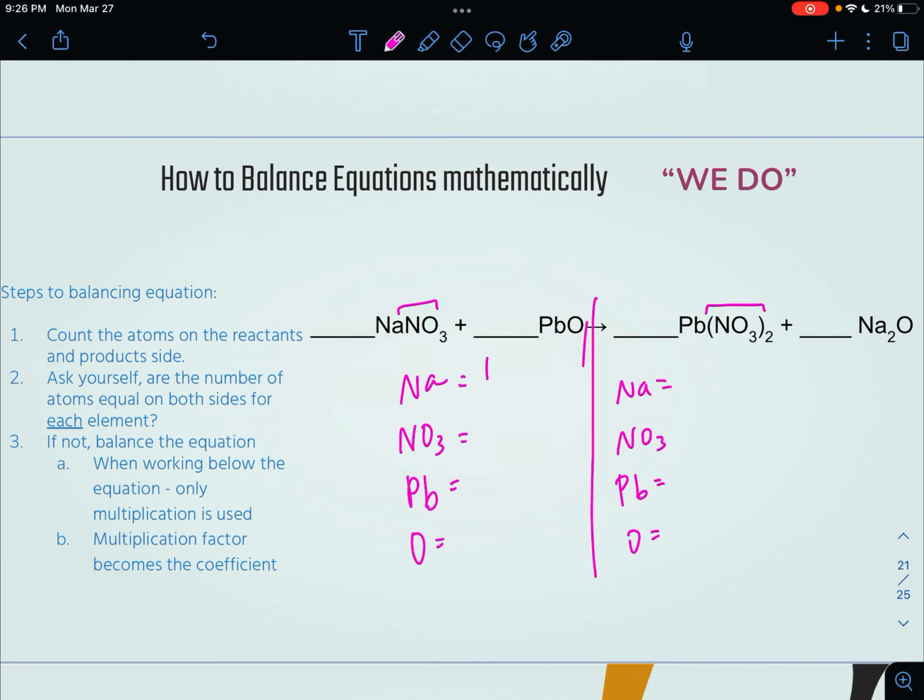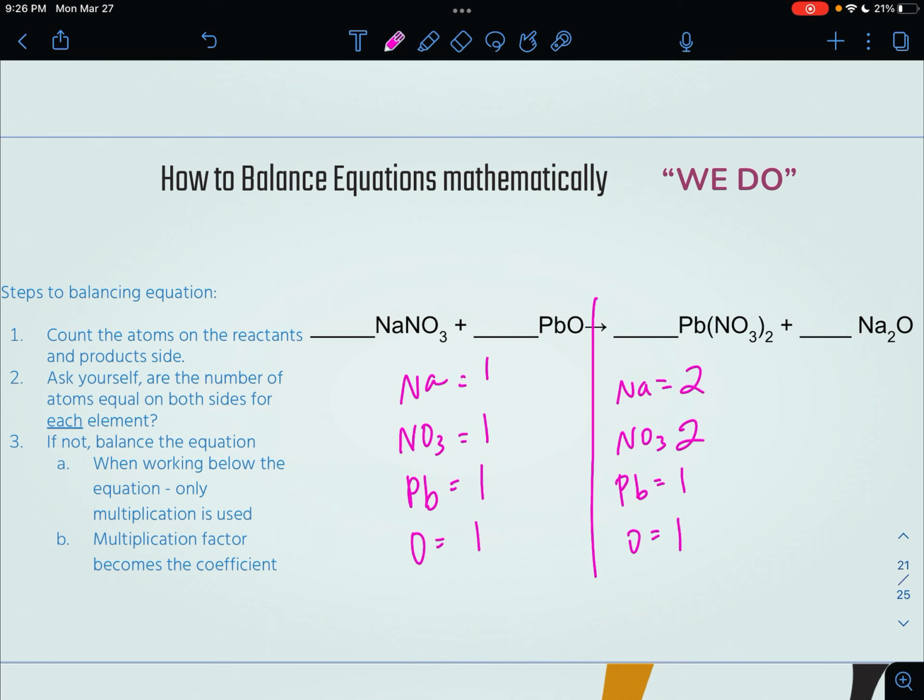All right, so I'm just going to add everything up. I have 1 sodium, and then I have 1 NO3. And how do I know that there's just 1? Because there's no extra little number out there. I have 1 lead, and I have 1 oxygen. On the right side, I have 2 sodium, 2 NO3s, and then 1 lead and 1 oxygen. Let me get rid of all this extra.